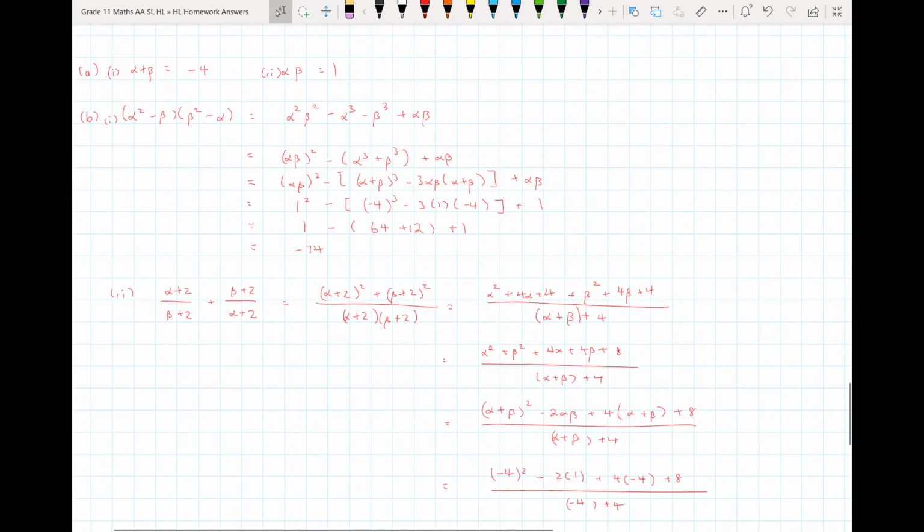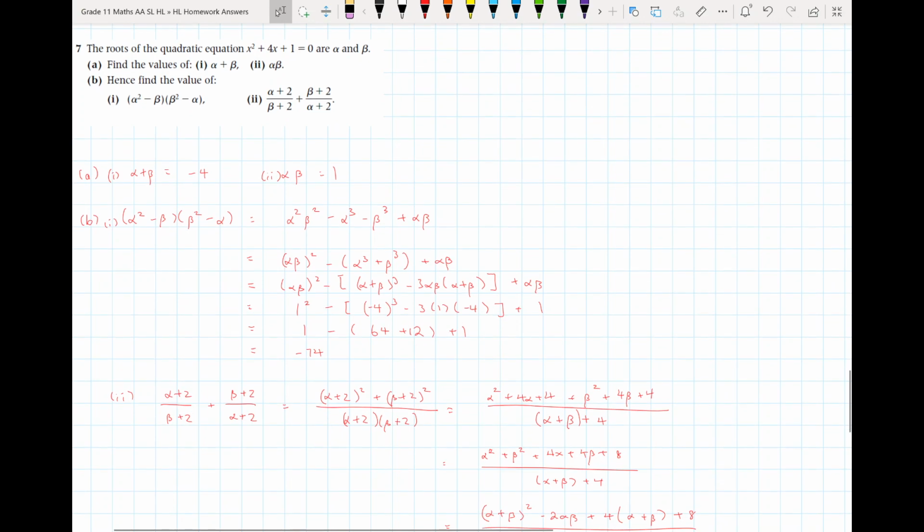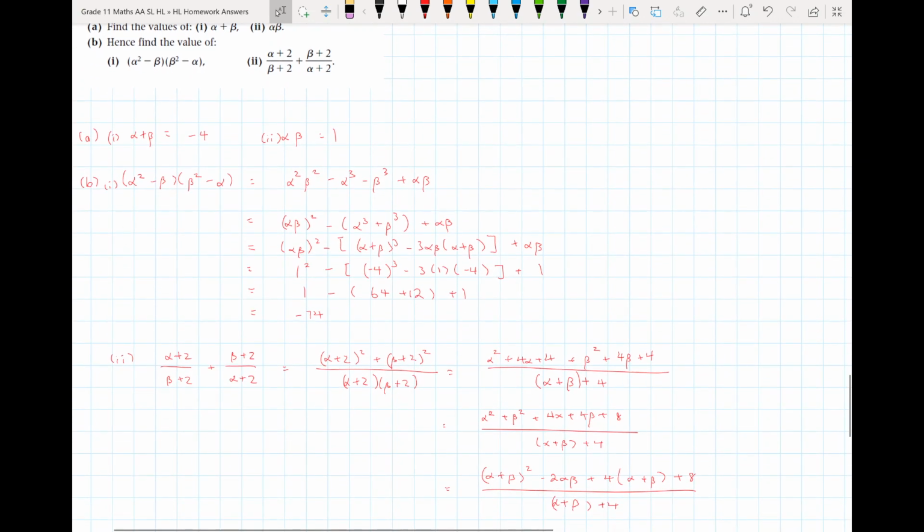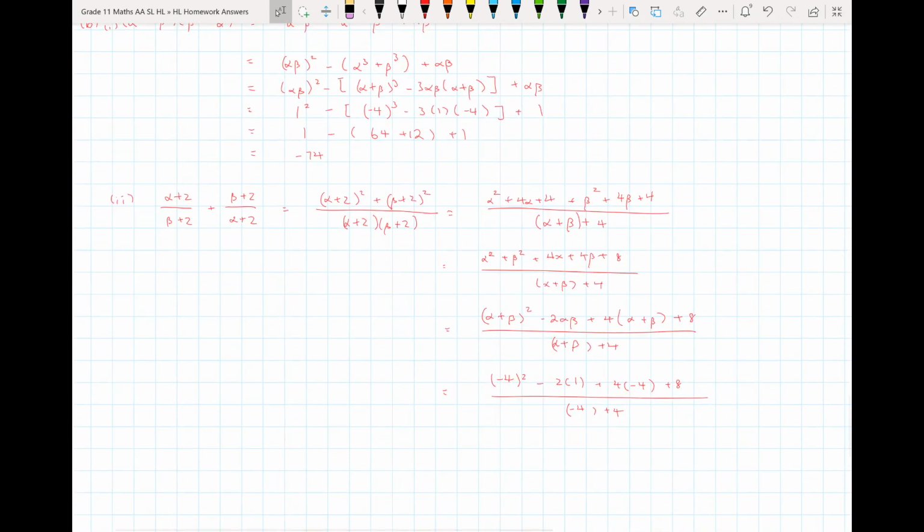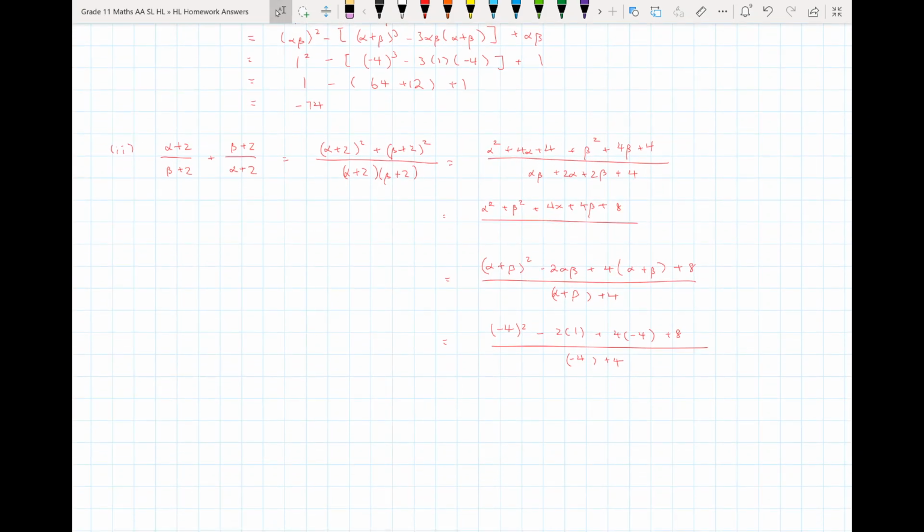Is there a mistake? Let's see. Cross multiply, expand. I did a horrible mistake. When I do FOIL, it should be alpha beta plus 2 alpha plus 2 beta plus 4. Okay, I was committing like an elementary mistake.